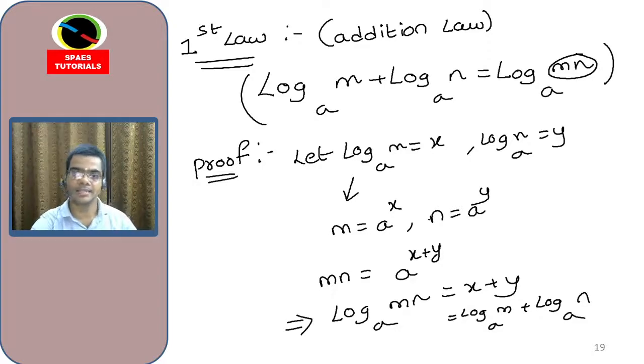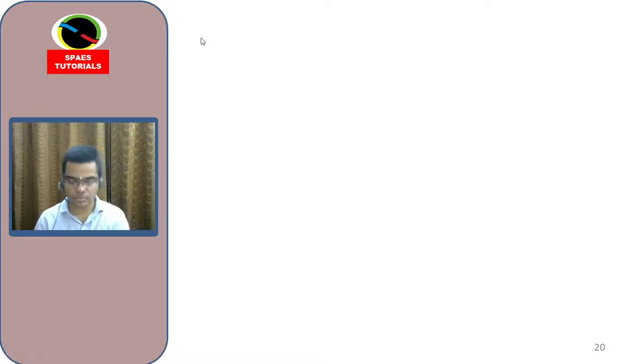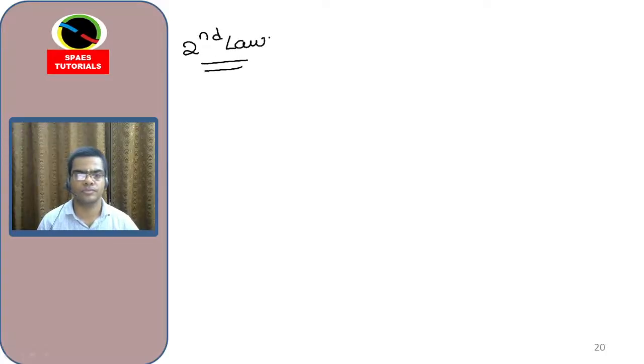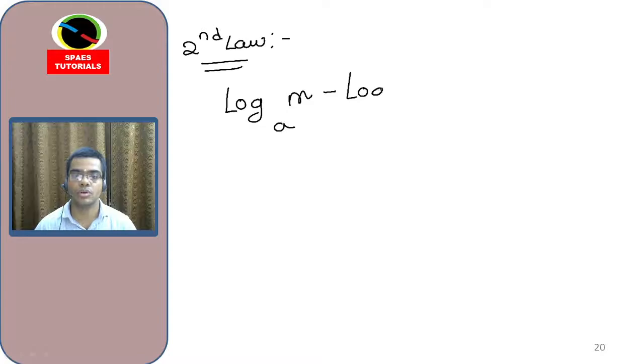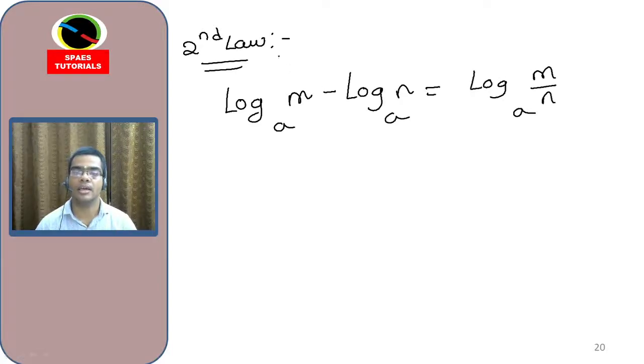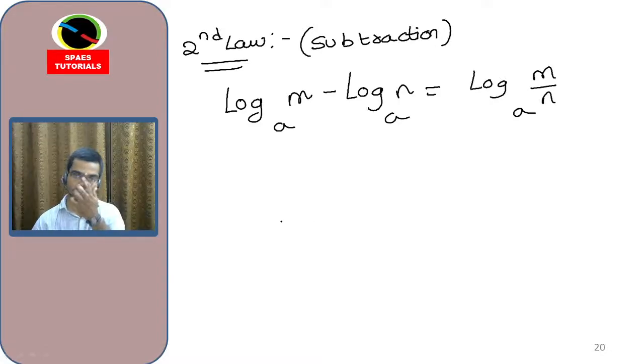Let us see the next law. Second law. This is going to become the subtraction law. So log m base a minus log n base a is equal to log m by n base a. This I am calling the subtraction law. I will also tell you the things which students get confused about in logarithms.